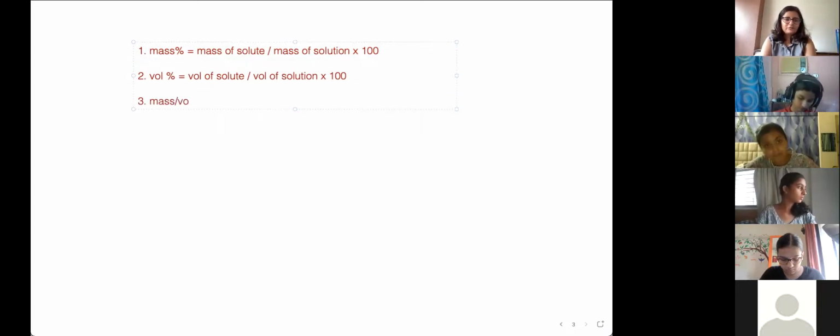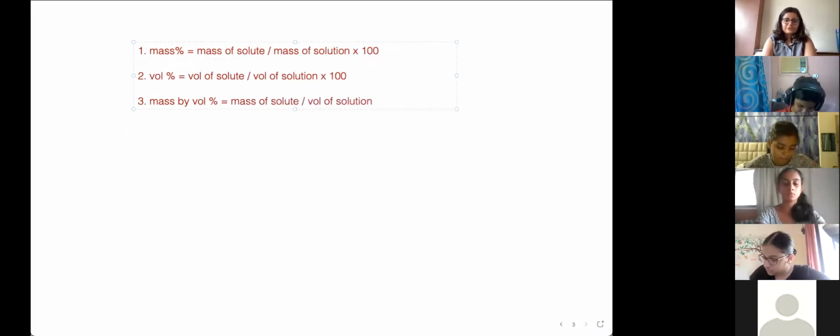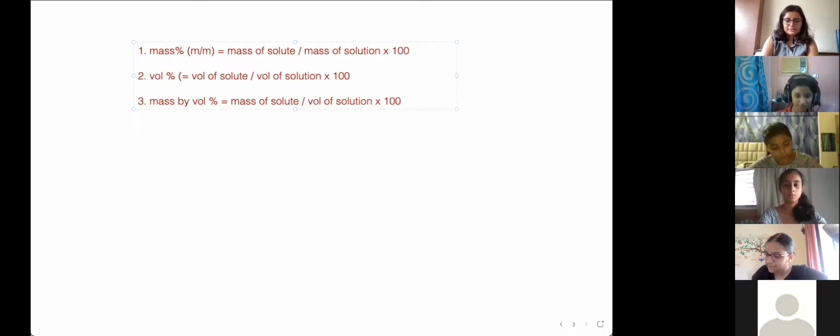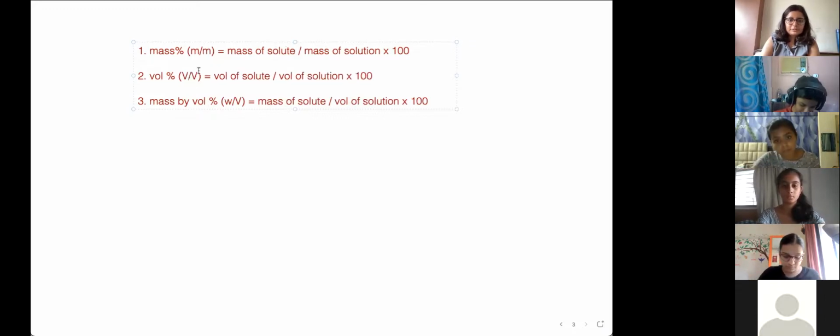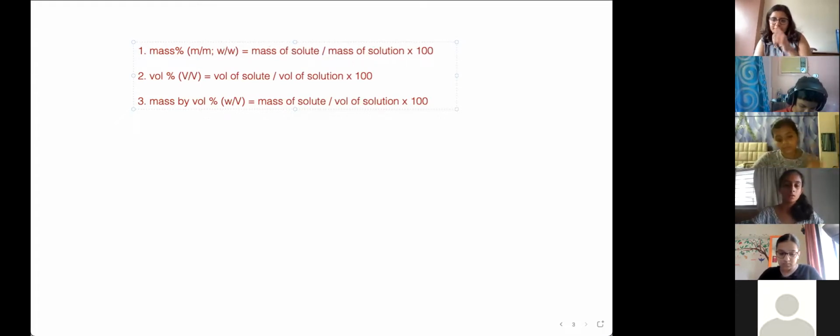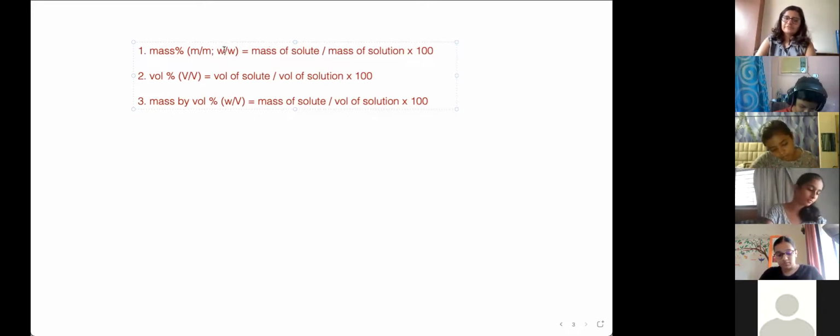Next, we have mass by volume percentage. Literally in the name, mass divided by volume. So we have mass of solute divided by volume of solution. Other ways of representing this: this is m by m percentage, this is v by v percentage, use capital V for solution. For mass by mass, you can use m by m or you can use w by w, because w is for weight. You're weighing how much mass there is. So w by w percentage is basically the same as mass percentage.